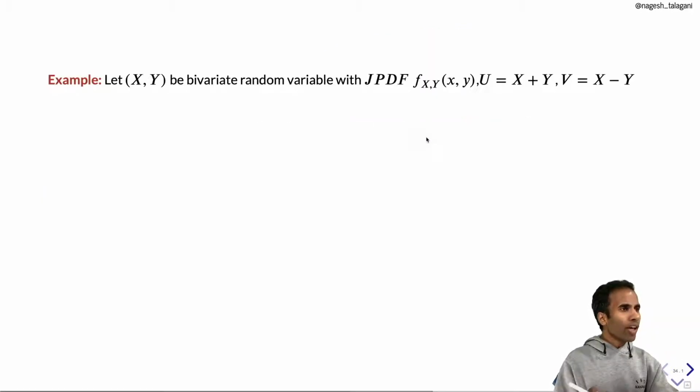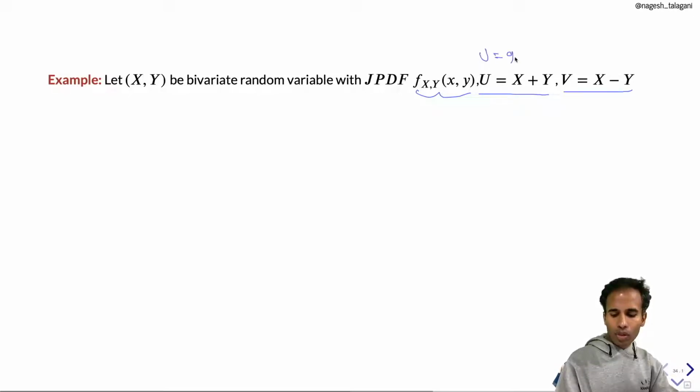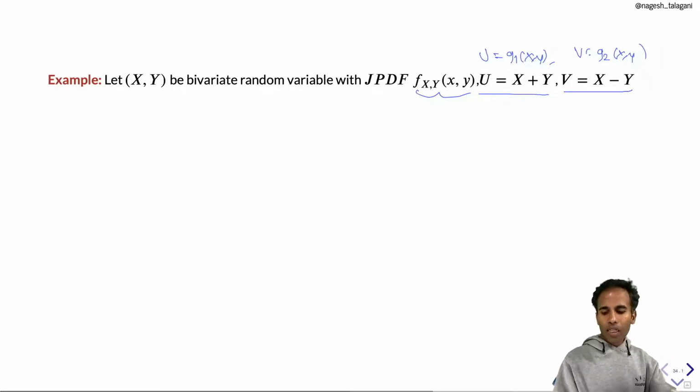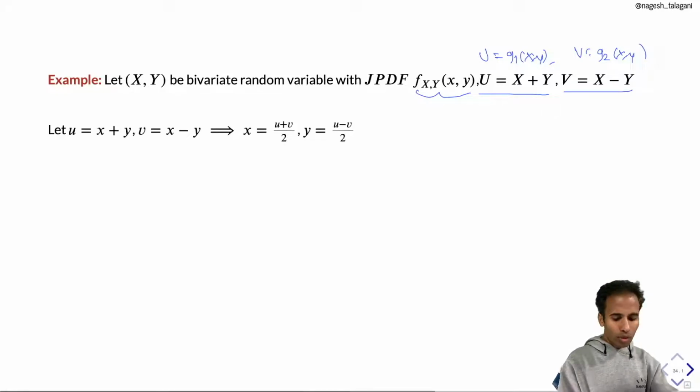Example: let (X, Y) be a bivariate random variable with a joint PDF. These are our transformations: U equal to X plus Y, V equal to X minus Y. You can think of u equal to g1 of (x, y) and v equal to g2 of (x, y), where g1 of (x, y) is x plus y, and g2 of (x, y) is x minus y. These are one-to-one transformations, and they have continuous partial derivatives. So these equations u equal to x plus y, v equal to x minus y can be solved for x and y like this: x equal to (u plus v) by 2, y equal to (u minus v) by 2.